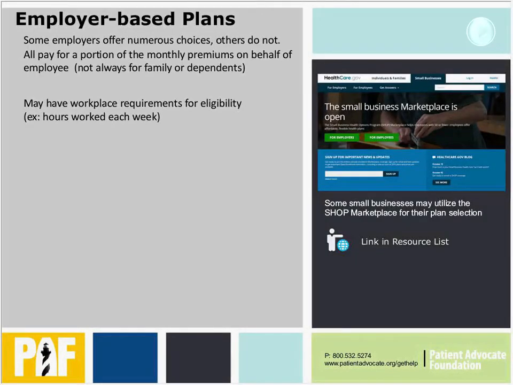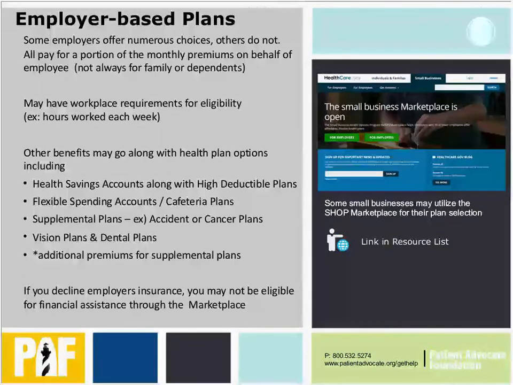Just want to touch a little bit while we can on employer-based plans. Some employers offer, as you know, numerous choices to their employees. Some don't. They may only offer one plan. All employers pay for a portion of the monthly premiums on behalf of the employee, but not always for the family or the dependents. Many have workplace requirements for eligibility, like you have to work a certain number of hours per week or per year to be eligible for insurance.